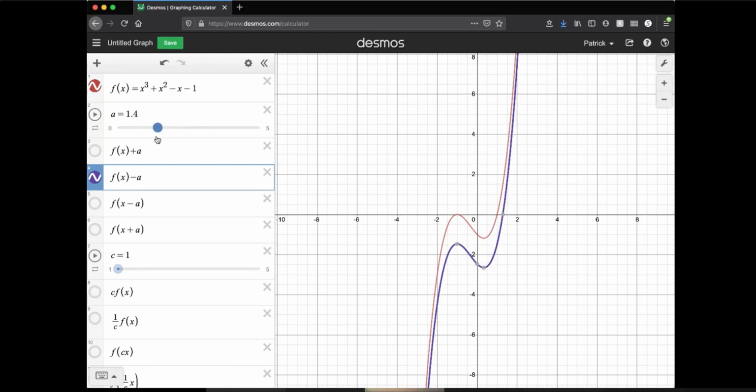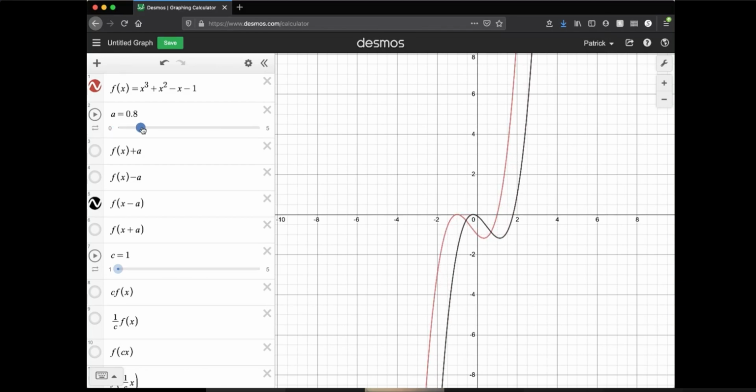Cool, so I'm gonna bring this all the way back to 0. And then we'll look at what happens when a is on the inside of the parentheses. So we're going to look at f of x minus a. This is the second row, second column graph that we're going to be doing. And so as a increases, we're looking at, again, f of x minus a. What is happening to the graph? Which direction is it moving? Shifts to the right.